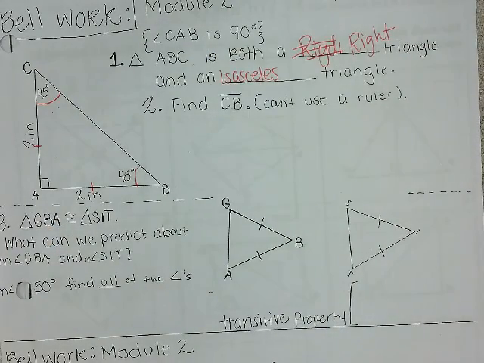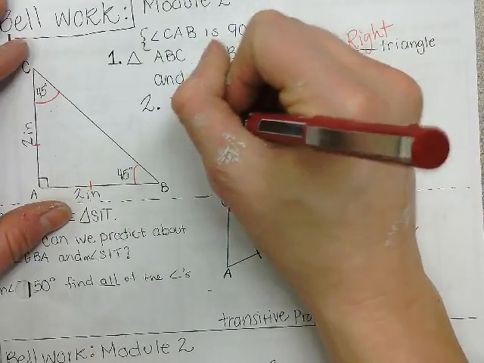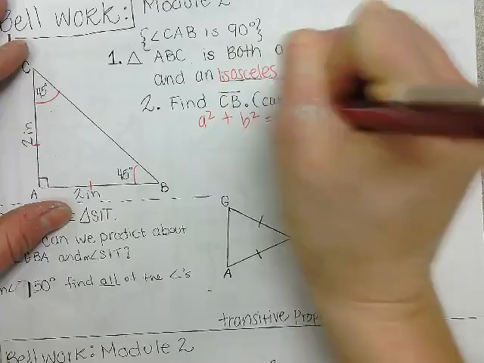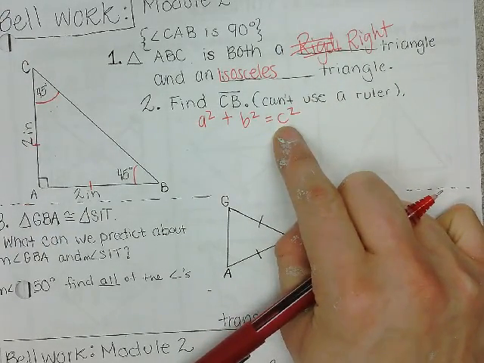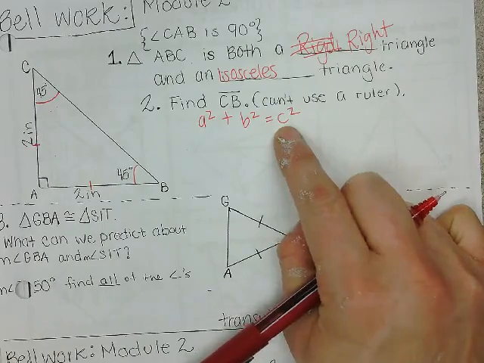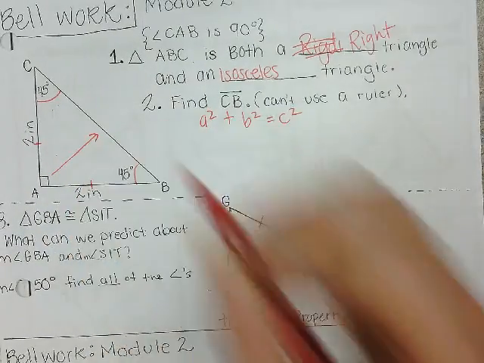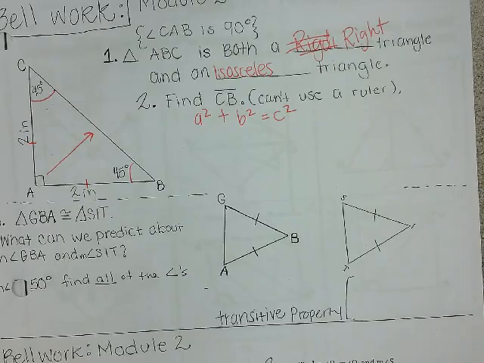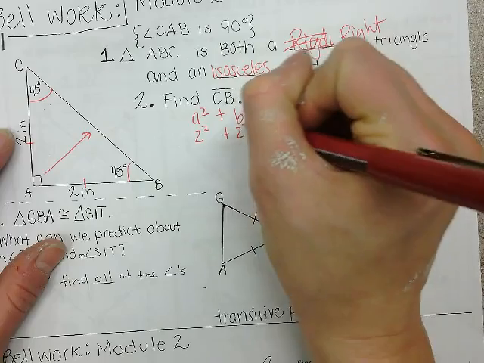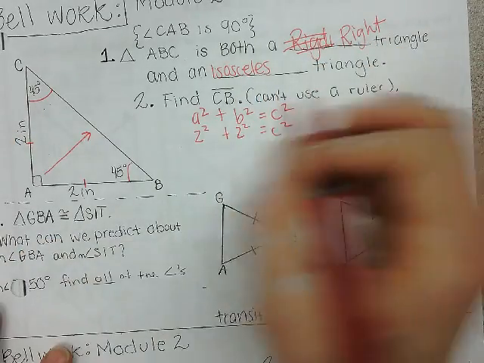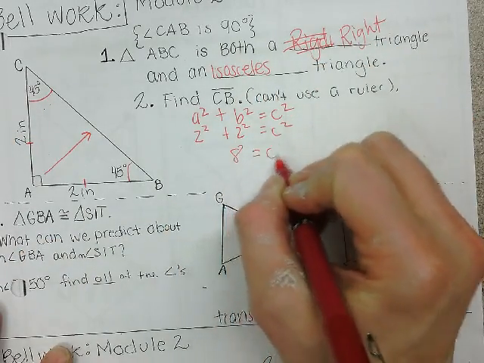All right, how did we find side CB? What did we do? Perfect. A squared plus B squared equals C squared. Now, C squared is always the what? The hypotenuse, right? The longest side, the side across from the 90 degrees. All right, so I have 2 squared plus 2 squared equals C squared. So that is 8 equals C squared.